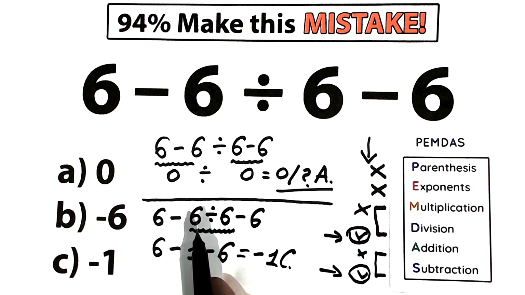So this division is our first step, then 6 minus 1 minus 6, which is equal to -1. So let's write our answer. Our correct answer is option C, which is -1.